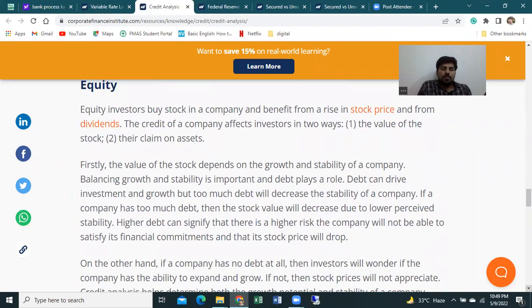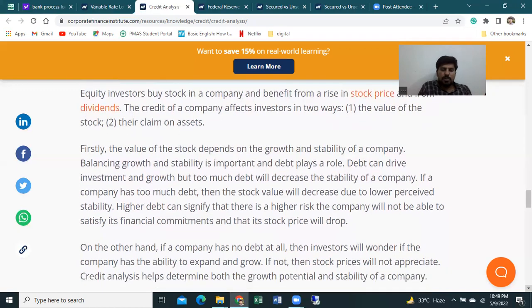Firstly, the value of the stocks depends on the growth and the sustainability of the company. Balancing growth and stability is important, and debt plays a role. Debt can drive investment and growth, but too much debt will decrease the stability of the company. If the company has too much debt, the stock value will decrease due to the lower perceived stability. Higher debt can signify a higher risk that the company will not be able to satisfy its financial commitments, and the stock price will drop.